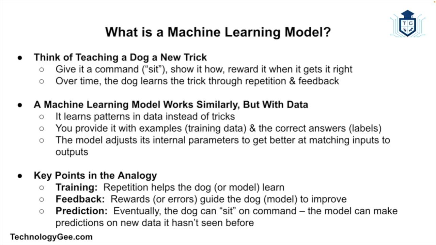You give it a bunch of examples, which are called training data. You tell it what the correct answers are, which are known as labels, and it adjusts itself internally to get better over time. Eventually, it can make predictions or decisions based on new data it hasn't even seen before. Now, with that being said, let's go ahead and explore each part of the process in more detail.